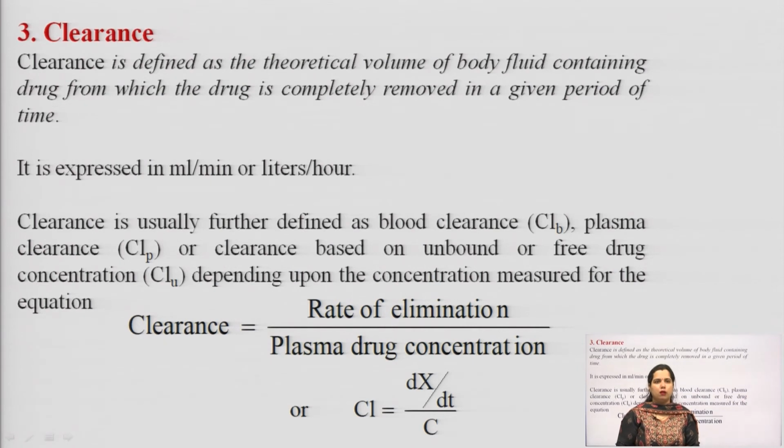CL equals the rate of elimination divided by plasma concentration, dx by dt divided by C. So, you know that the elimination rate is referred to as dx by dt, and C stands for plasma concentration.